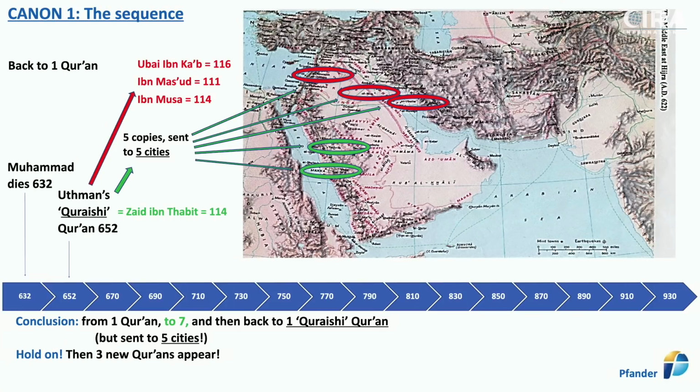Evidently he didn't. Because you still have Ubay ibn Ka'b, Ibn Masud, and Ibn Musa, and they become very popular in those 3 cities. Right. There's an insurrection going on, and it's obvious that that's the case. So that's the problem, all the problems I have with canon number 1.